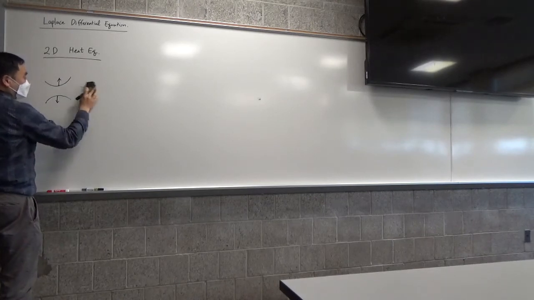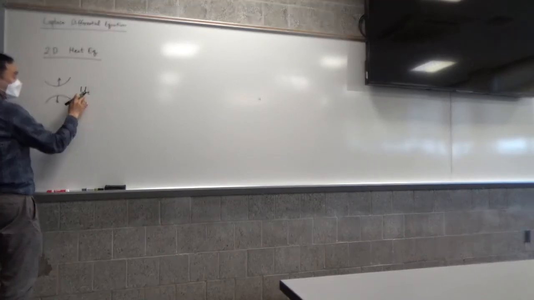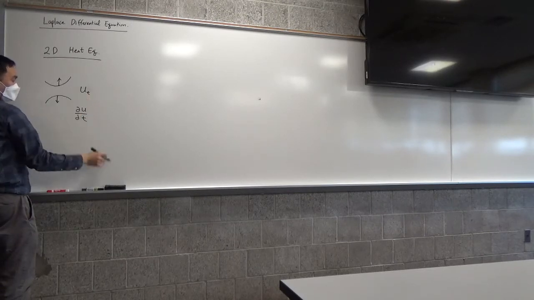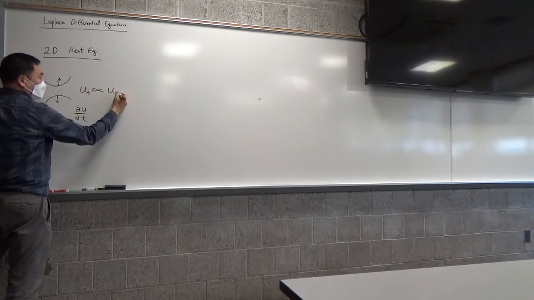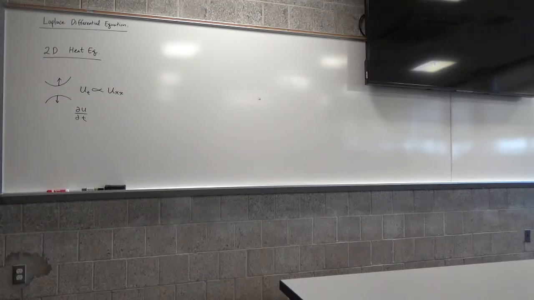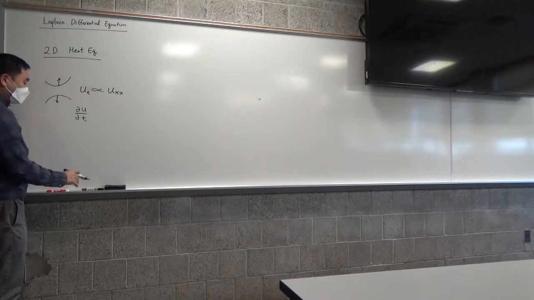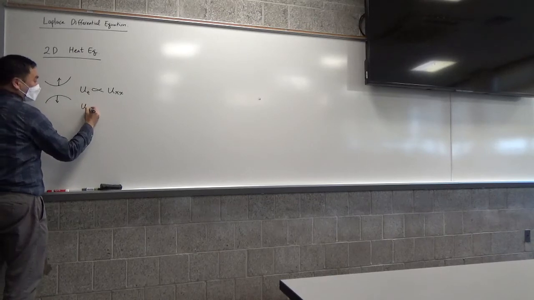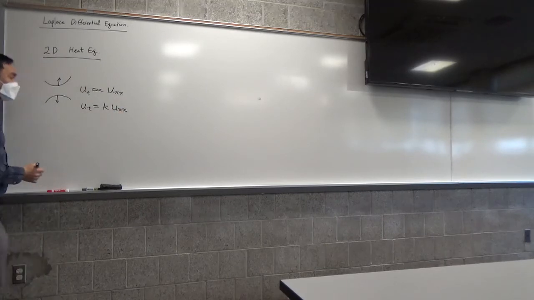So we made some argument to say that the rate of change of U with respect to T, by the way, this is a symbol for partial U with respect to partial T, is proportional to the second derivative with respect to X. And if you change this into an equation, you just need to use the proportionality constant. So it's some K times UXX, right?